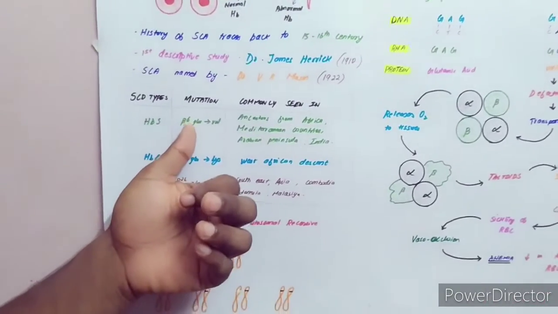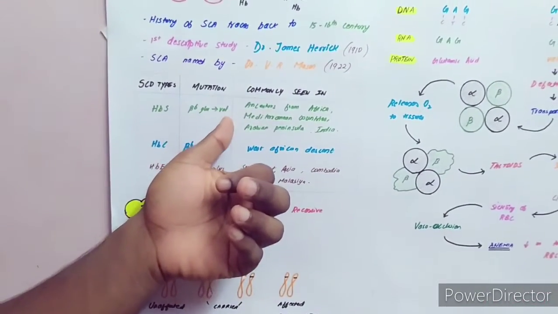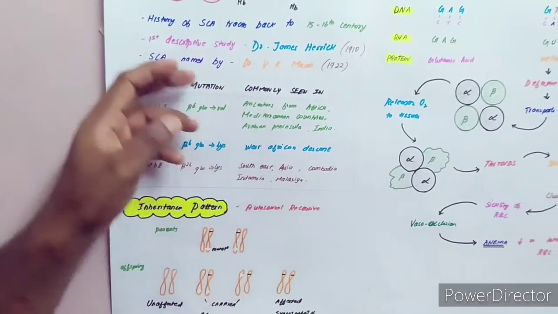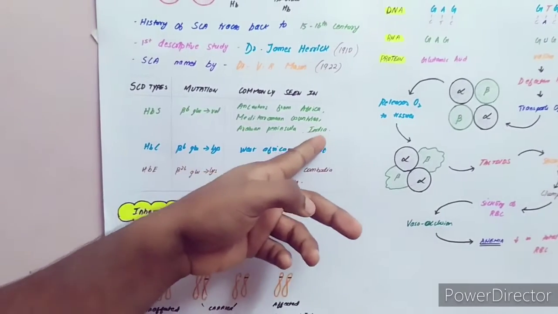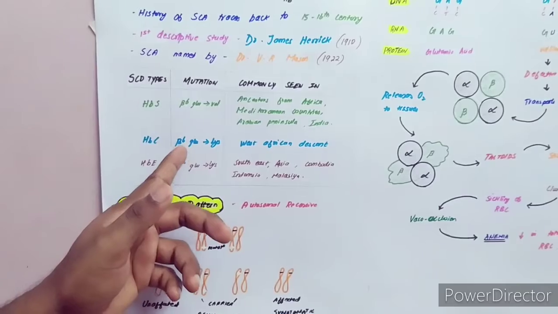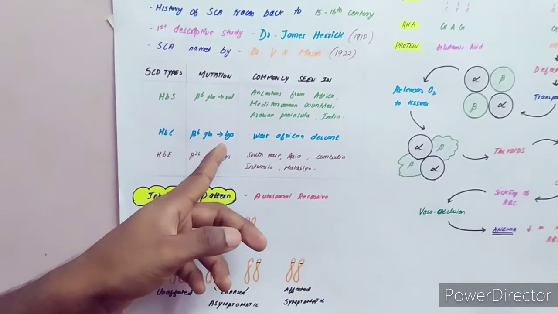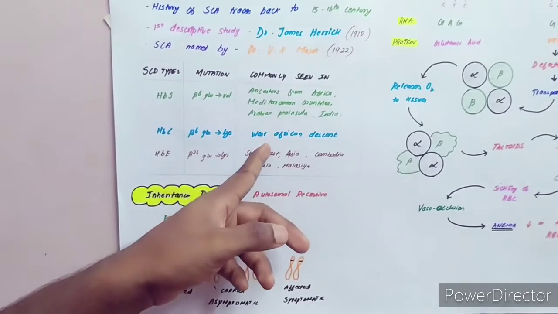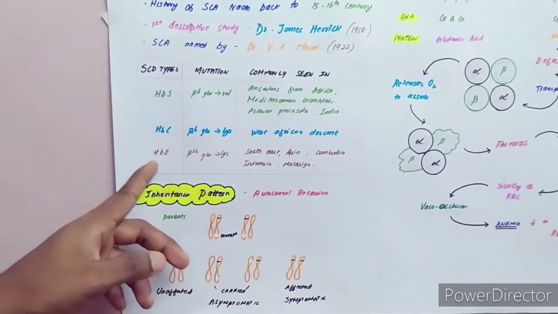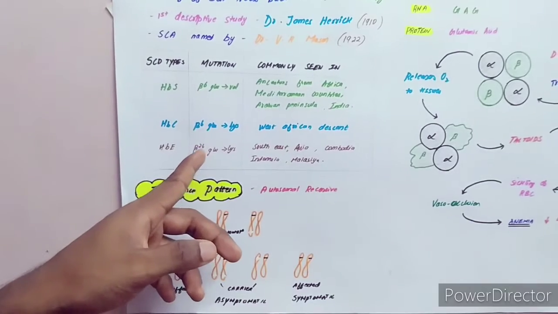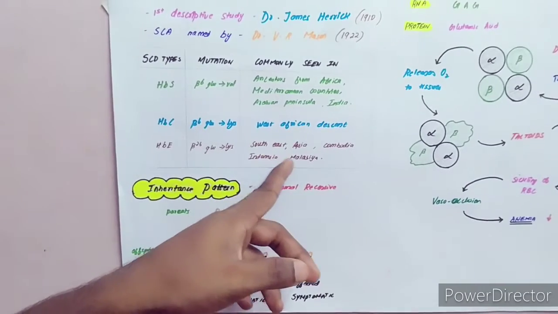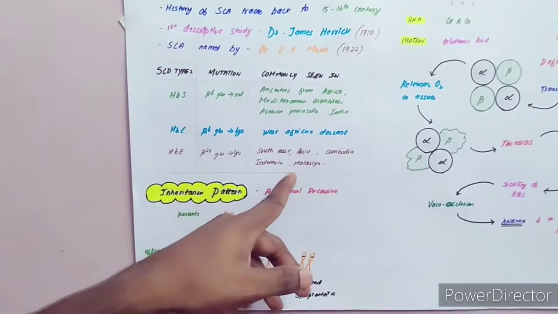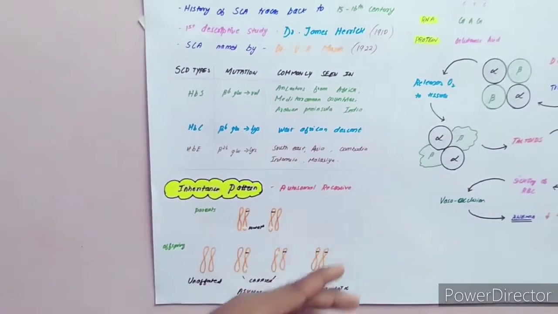Now, HbS, where in the beta globin gene, sixth position, glutamic acid is replaced by valine, which is commonly seen in ancestors from Africa, Mediterranean countries, the Arabian Peninsula, and India. HbC, when in the beta globin gene, sixth position, glutamic acid is replaced by lysine, is commonly seen in West African descent. Now, the third type is HbE, in which the 26th position glutamic acid is replaced by lysine, which is commonly seen in Southeast Asia, Cambodia, Indonesia, Malaysia, Thailand, and also in Vietnam.